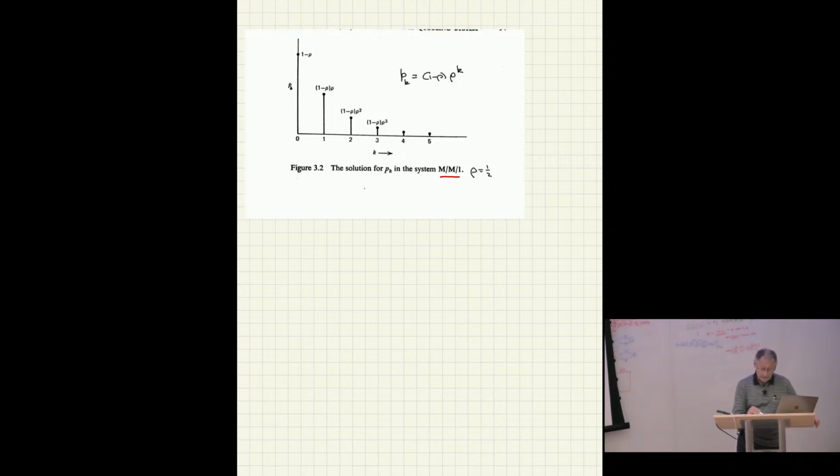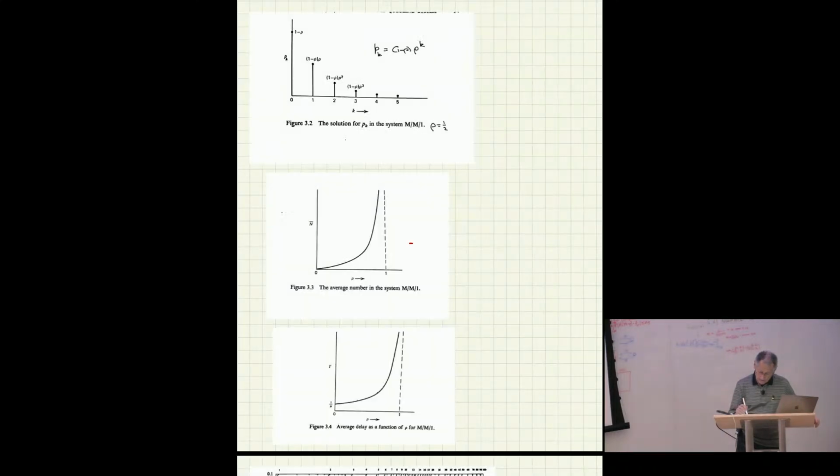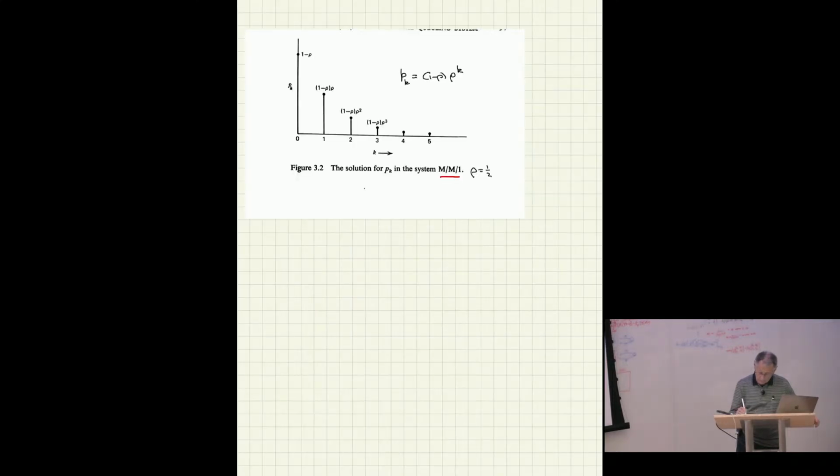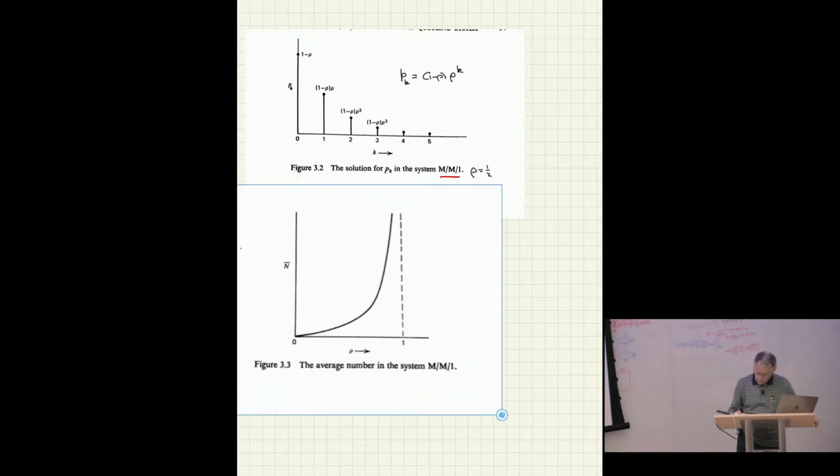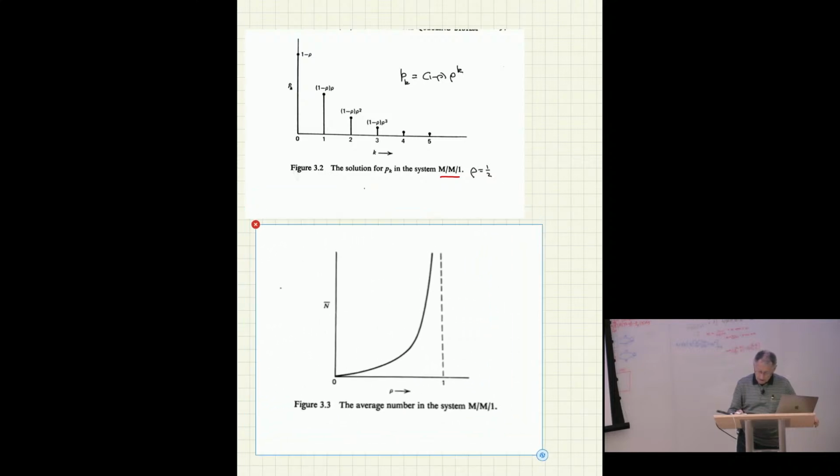And for the average number in system, it's going to look like this. And I'm plotting it versus rho, obviously. What is that function again? It's rho over 1 minus rho.